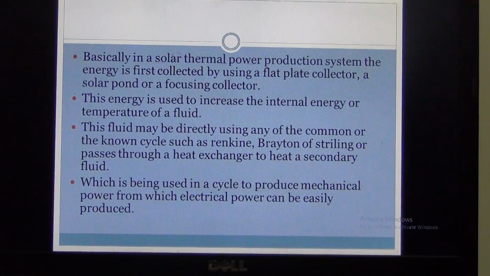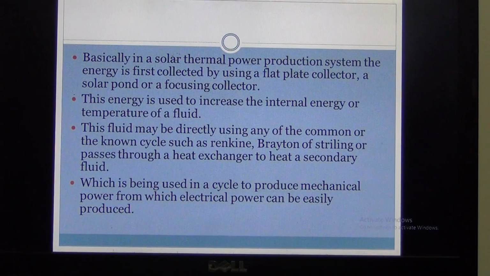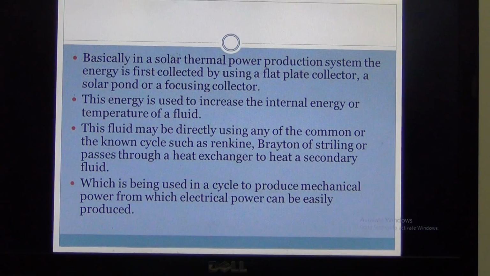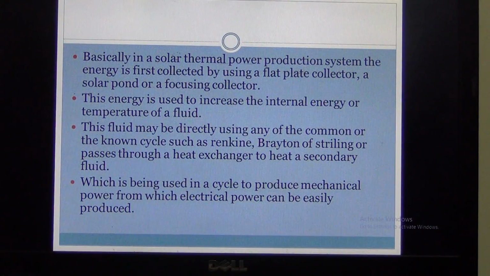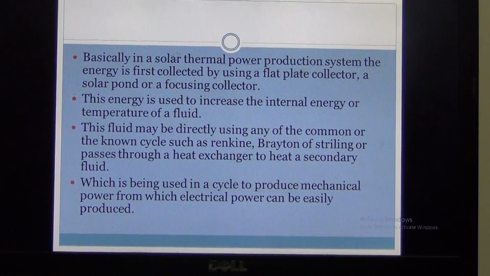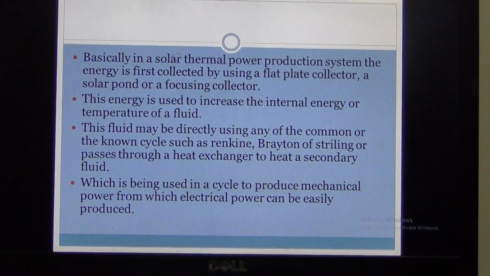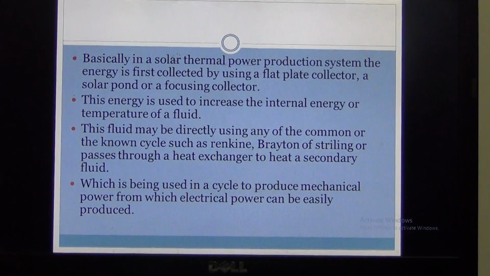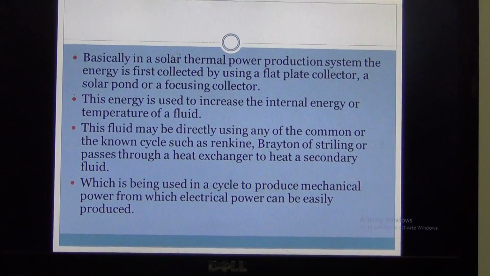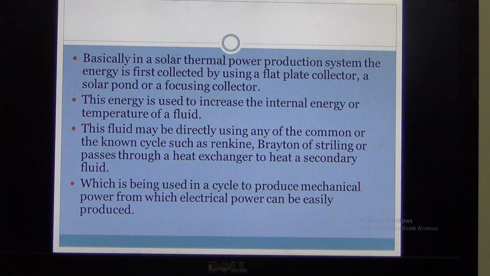Basically, in a solar thermal power plant production system, the energy is first collected by using a flat plate collector, a solar pump, or a focusing collector. This energy, collected from the flat plate collector, is used to increase the internal energy or the temperature of the fluid. When the temperature of the fluid increases, this fluid may be directly used in any of the common known cycles such as Rankine, Brayton or Stirling, or passed through a heat exchanger to heat a secondary fluid. That first primary fluid is heated up and it is used to heat the secondary fluid, which is used in a cycle to produce mechanical power from which electrical power can easily be produced.